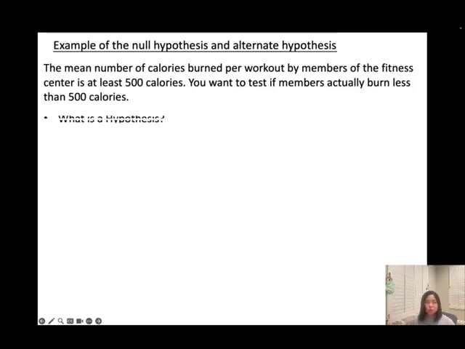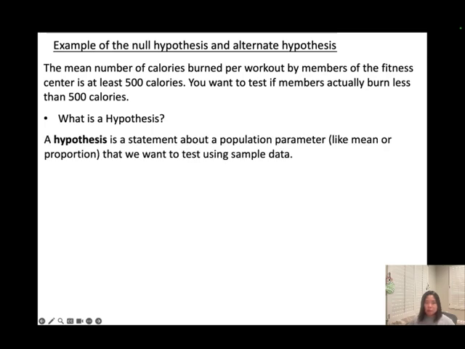First, we need to know what is the hypothesis. A hypothesis is a statement about a population parameter. It can be the mean, proportion, standard deviation, or variance that we want to test using the sample data.